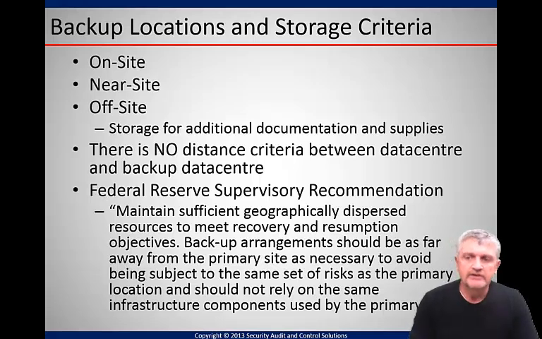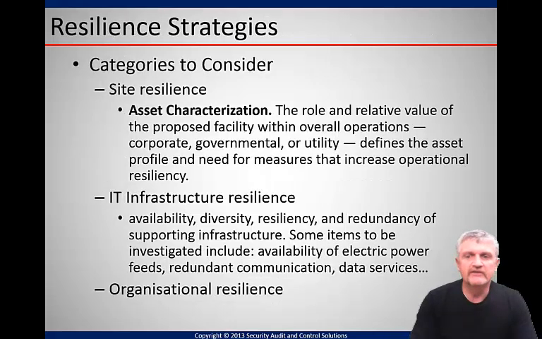However, the Federal Reserve Supervisory Recommendation defines the following. We have to maintain sufficient geographically dispersed resources to meet recovery and resumption objectives. That's my RTO and RPO. Backup arrangements should be as far away from the primary site as necessary to avoid being subject to the same set of risks as the primary location, and should not rely on the same infrastructure component used by the primary site. So as you can see there, flat desert, we're in Antarctica, we're in the Himalayas. There are different geographical sites as well, which means that there are different problems and the distances may vary.